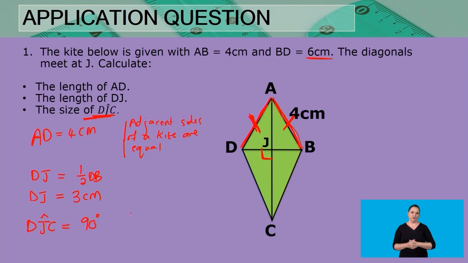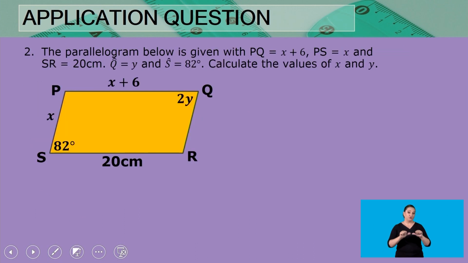And that is because the diagonals, or we can say there, that is because AC is perpendicular to DB. AC is perpendicular to DB, that is why DJC is equals to 90 degrees. Let's move over to the next question.